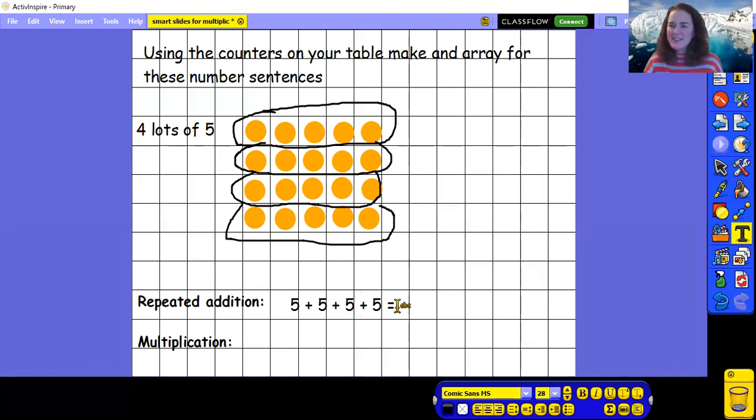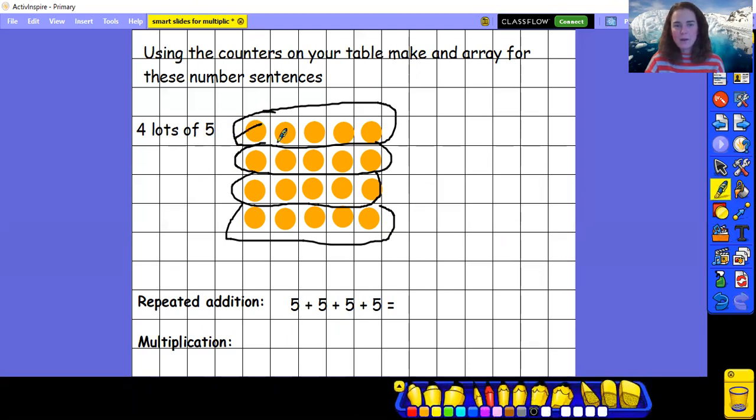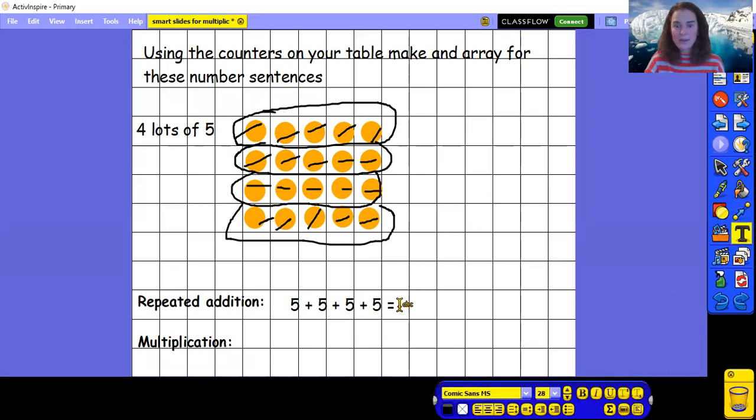Now I need to work out what the actual answer is. So let's count in 5s 4 times. 5, 10, 15, 20. If you were unsure about counting in 5s, what else could you do? You could actually count the counters. Let's count them. 1, 2, 3, 4, 5, 6, 7, 8, 9, 10, 11, 12, 13, 14, 15, 16, 17, 18, 19, 20. Always good to cross out as you're counting because then you know you haven't counted things twice. So the answer is 20.